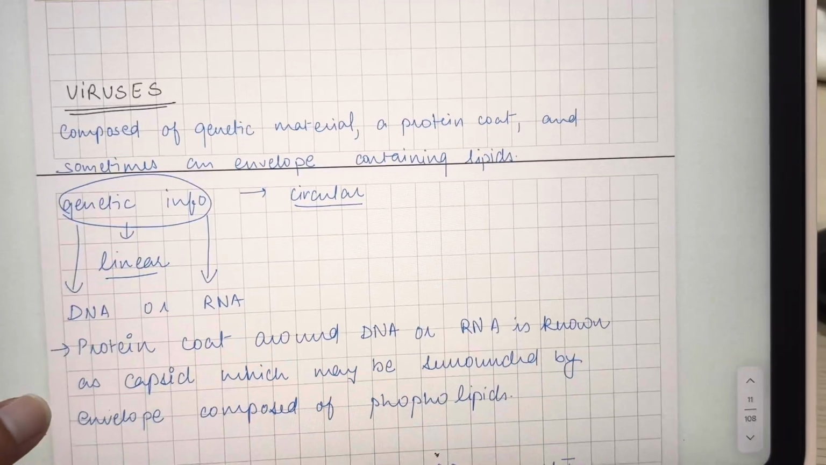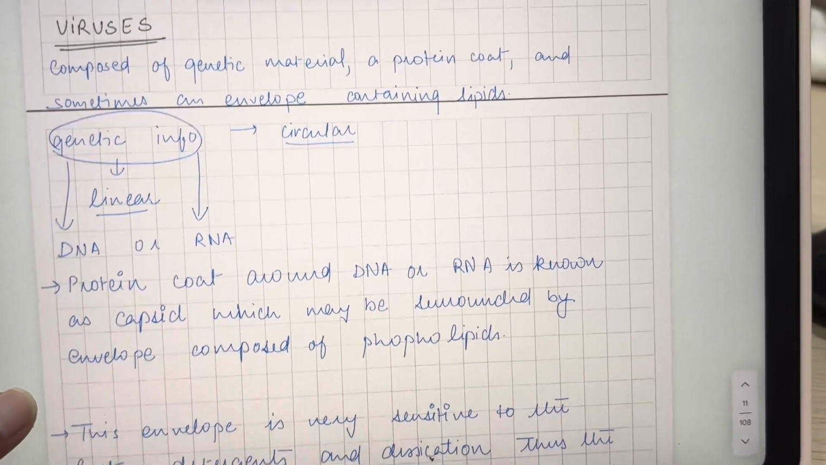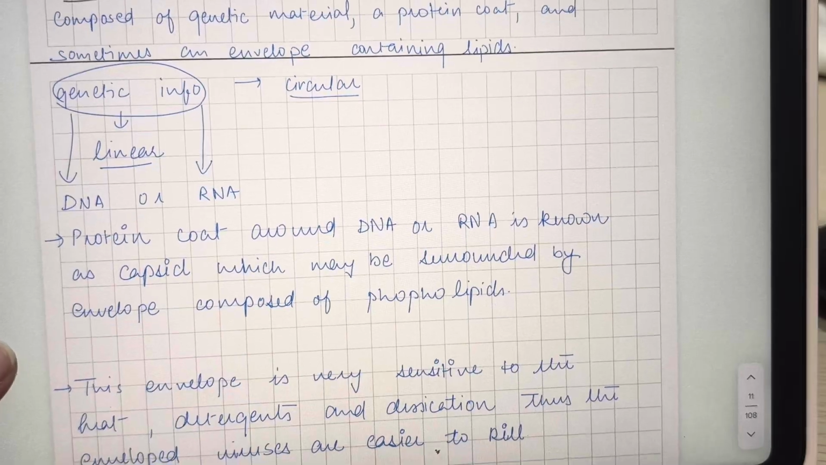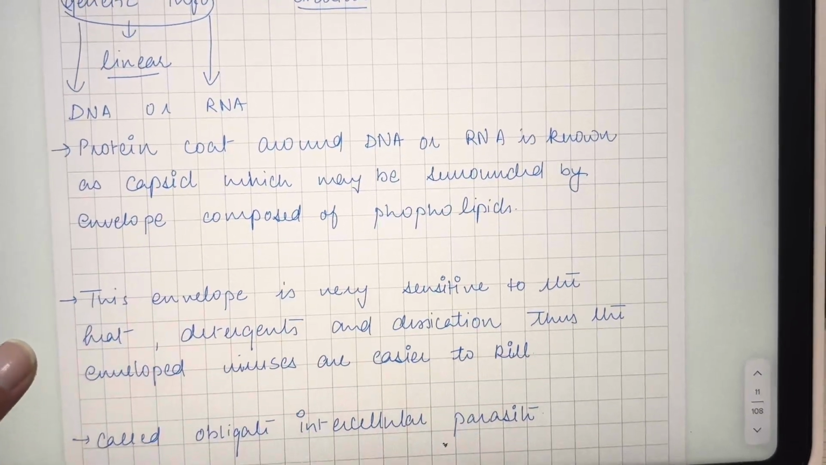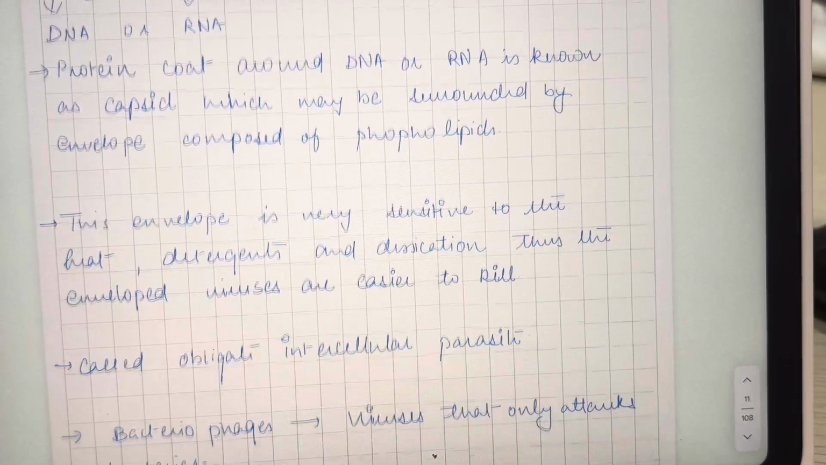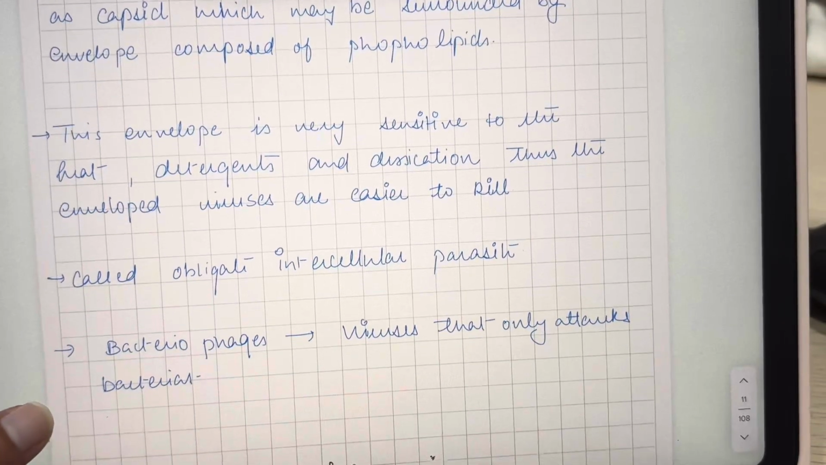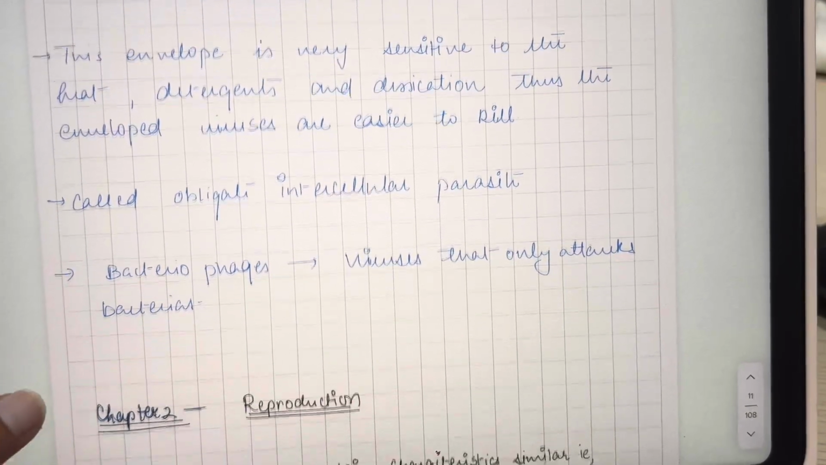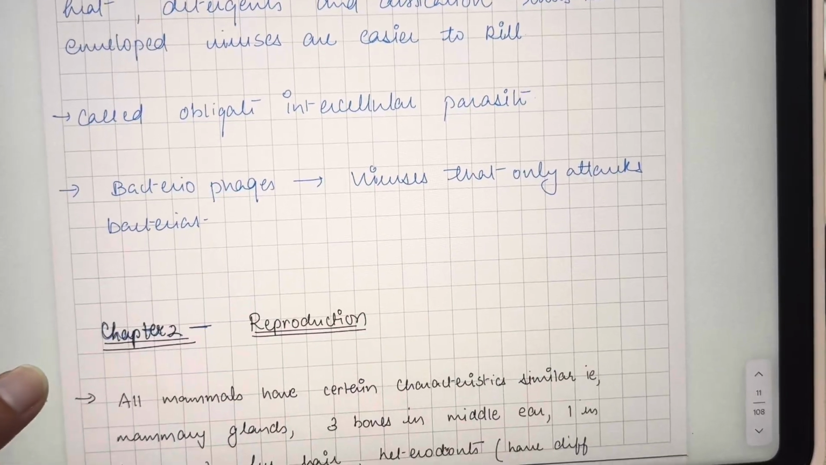Then come viruses. These are composed of genetic material. They can be linear, they can be circular. The linear ones have DNA or RNA. The protein coat around the DNA or RNA is known as the capsid. The envelope is made up of phospholipids. The envelope is very sensitive to heat and detergent. That's why it is important to wash your hands so that any virus can be killed.